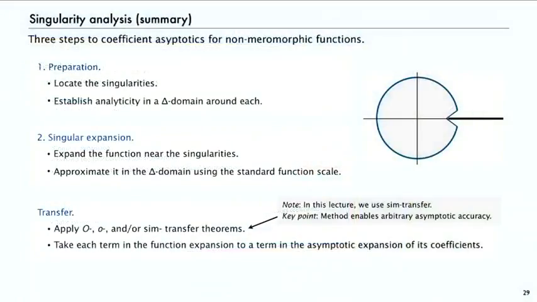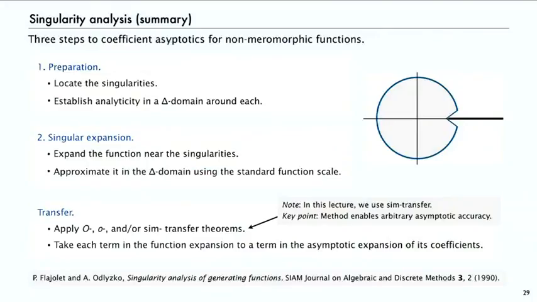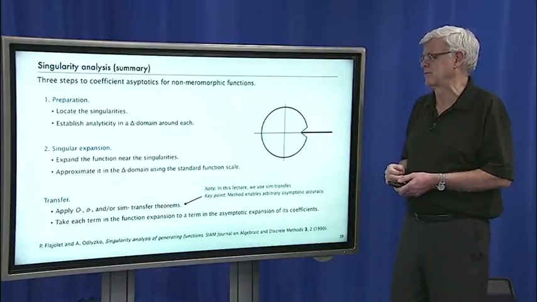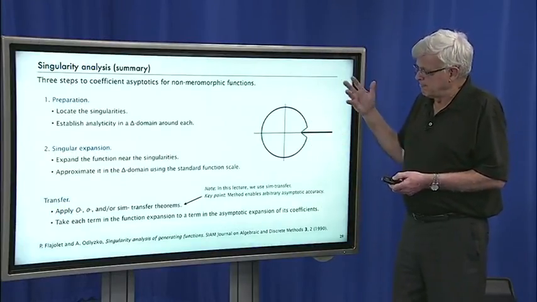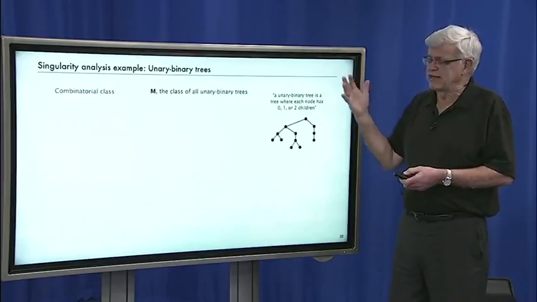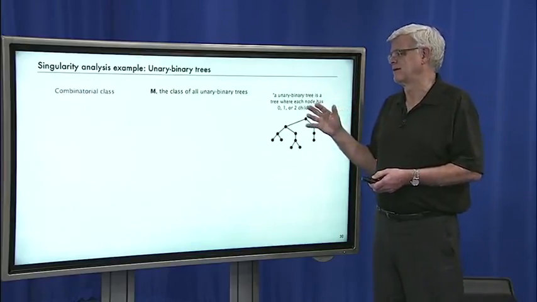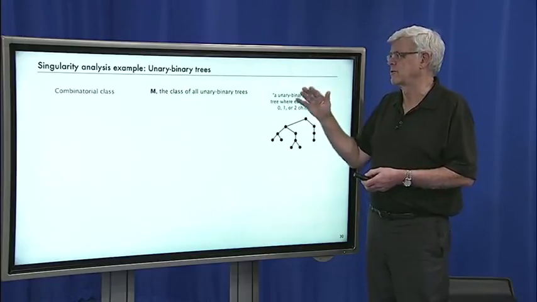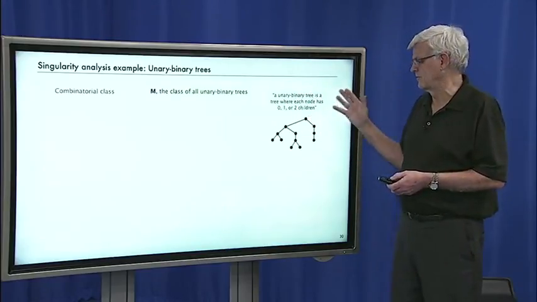Term by term transfer means take each term in the function expansion to a term in the asymptotic expansion of the coefficients. That's the Flajolet-Odlyzko singularity analysis paper, a great paper to read if you're into reading classic math papers. We'll just take one example and sketch how singularity analysis gives us coefficient asymptotics for this example.